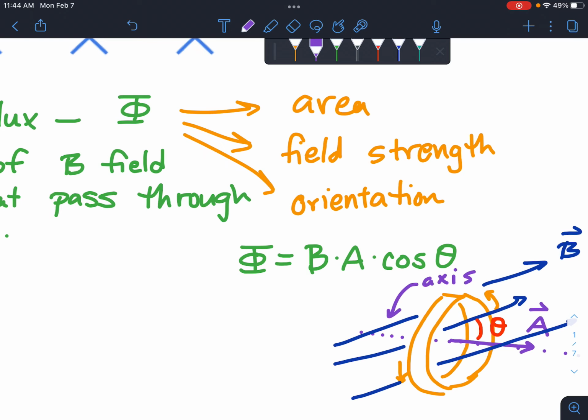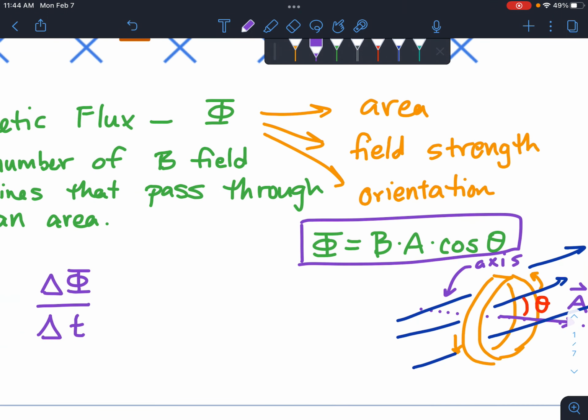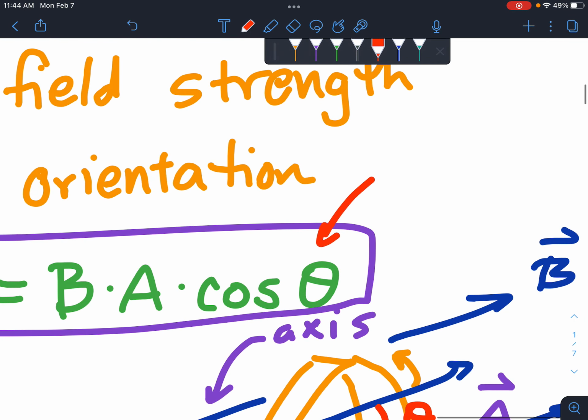And so this relationship here, this phi is B times A times cosine theta. We are not in this class going to have to worry about a changing angle. That is not going to change for us. I won't give you any problems because it becomes very quickly a calculus problem for you to have a changing angle.